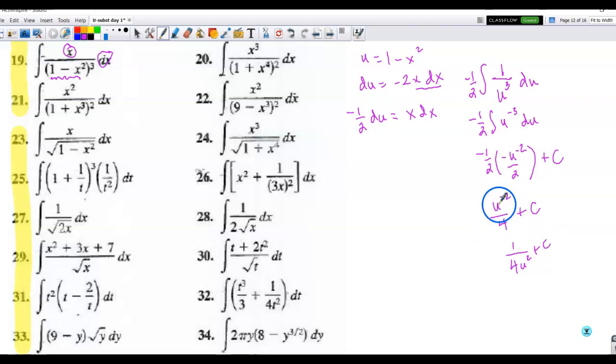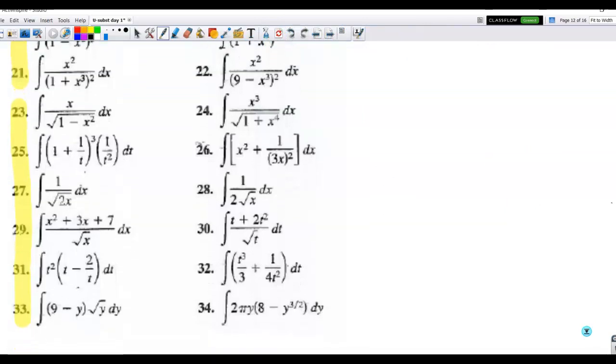Now, whether you leave the u to the negative 2 in the numerator or the denominator, if it's a show your work question, for me, it doesn't really matter. If it's a multiple choice question, then you might have to do some manipulation to match your answer to that answer. So I'm going to replace 1 minus x squared in place of u. So 1 minus x squared to the negative 2 power over 4 plus c. And you could write it again in either format. That's number 19.